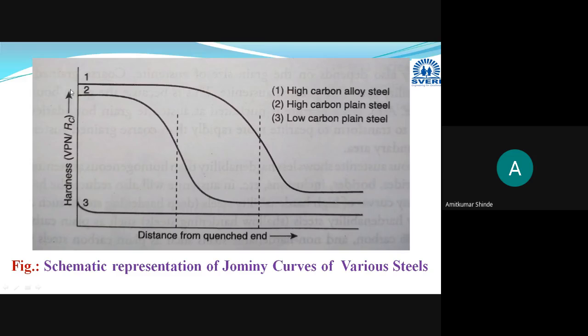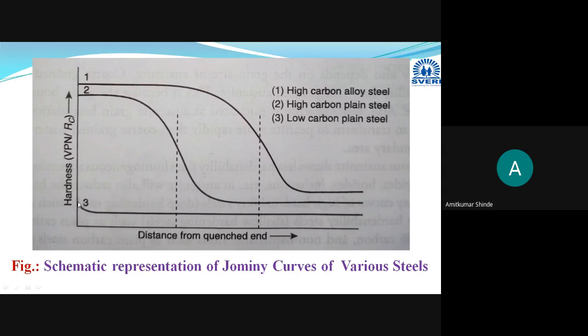The first curve is for high carbon alloy steels, meaning carbon percentage will be very high and some alloying elements will be there. The second curve is for high carbon plain steels, meaning no other alloying elements are there. And this third curve is for low carbon plain steels. Okay, here you can compare it very easily.